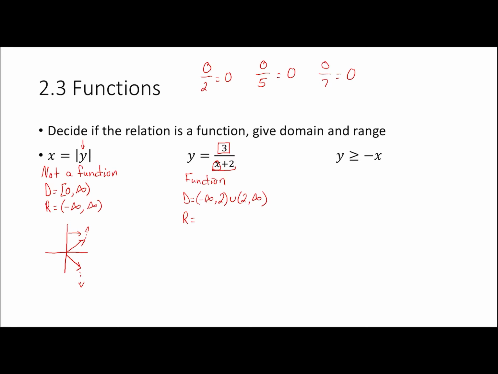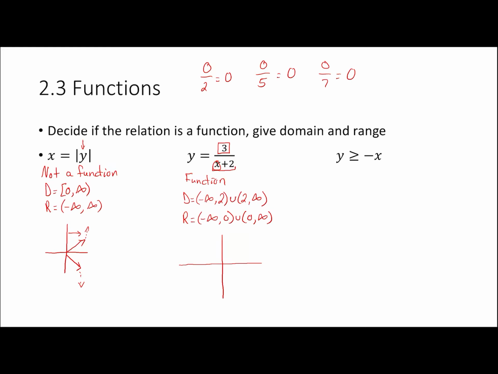Well, in this case, we have 3 on top. There's not an x. There's no way to make it become 0. And so because of that, this range value, the y value, cannot be 0. And so it can be anything else. So it's anything from negative infinity up to 0 in union with everything from 0 to positive infinity.